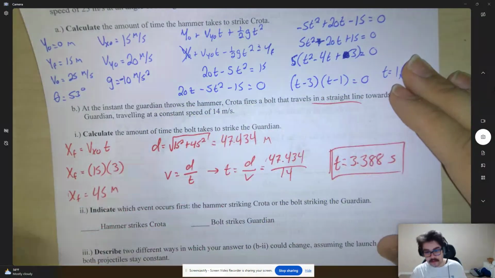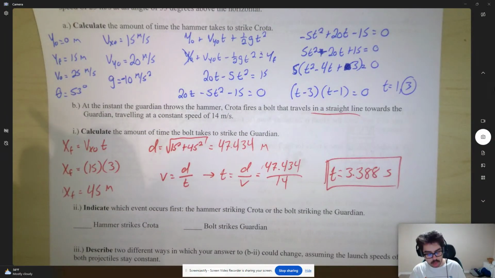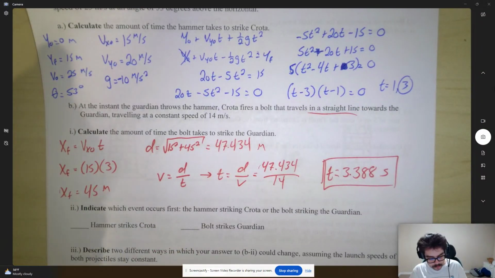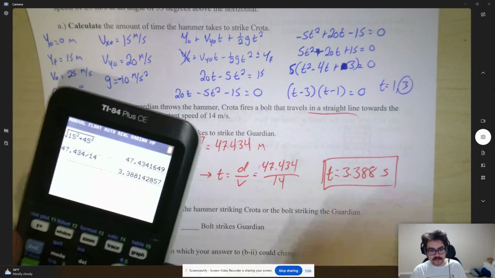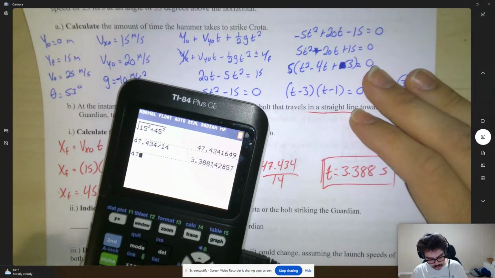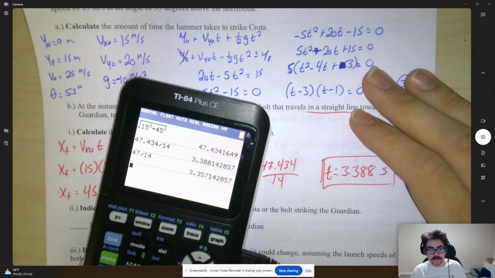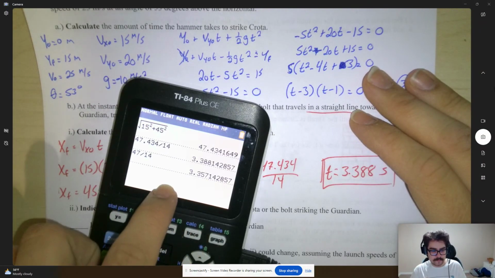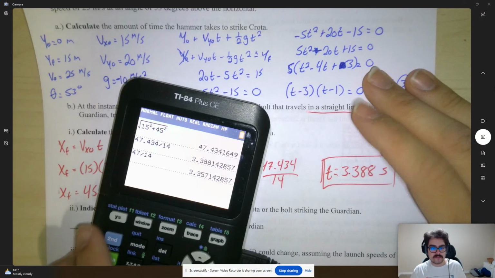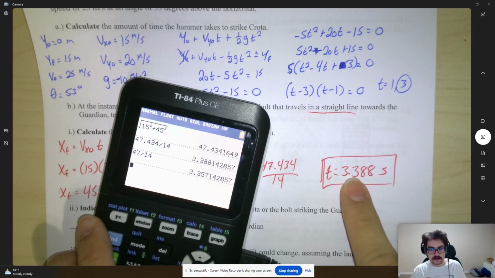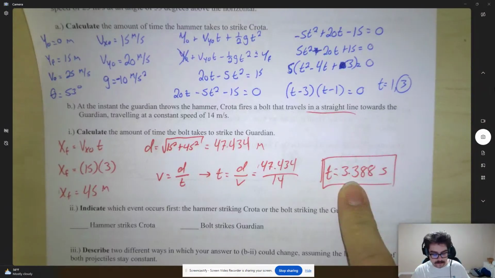Okay. So I get about 3.388 seconds. So it doesn't really matter how much you round on the 40. Even if you round to the whole number, I wrote this problem so that you're still going to get a time that is greater than the amount of time it takes for the hammer to hit Crota. So Crota gets hit at 3 seconds, and the bolt would hit the Guardian at 3.38 seconds, okay?